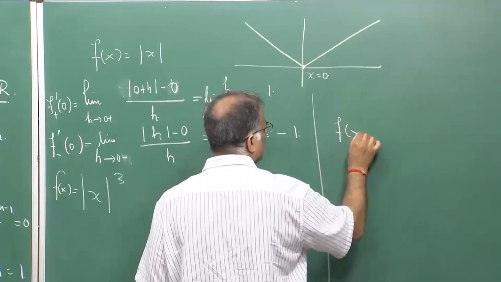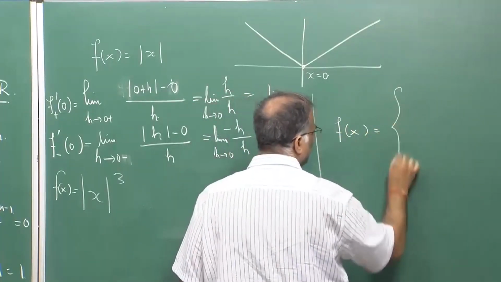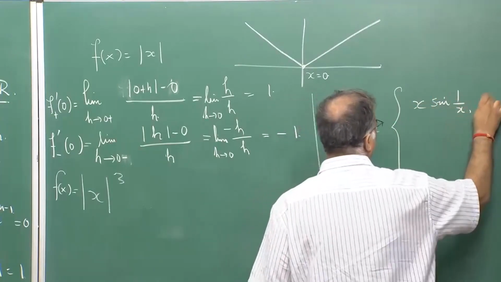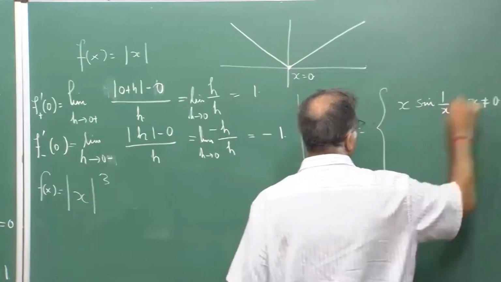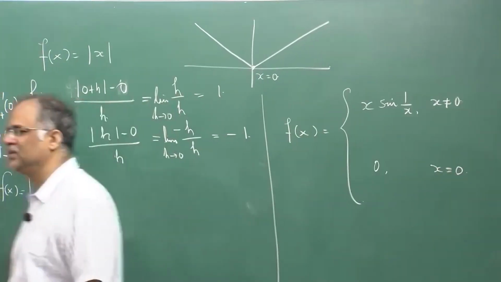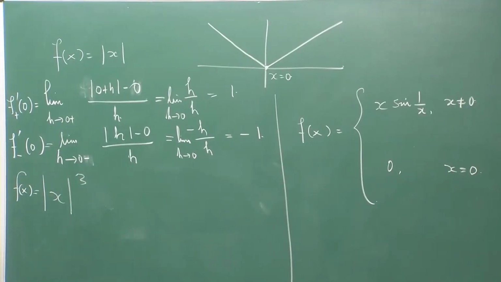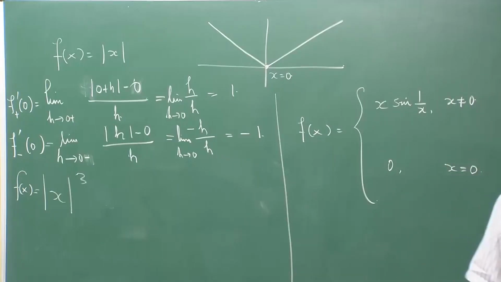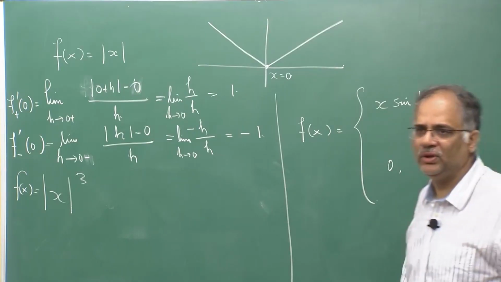if I have f(x) equal to x sine 1 by x when x is not equal to 0 and is equal to 0 when x is equal to 0. Now, this is a continuous function, you know how the function behaves. I have already drawn pictures of this, but the funny part is that this function is not differentiable at x equal to 0.